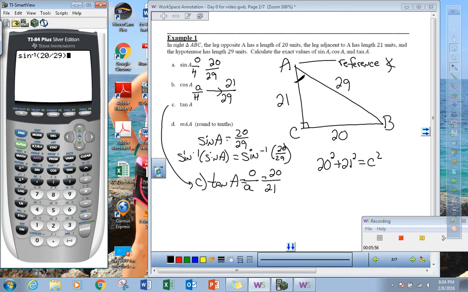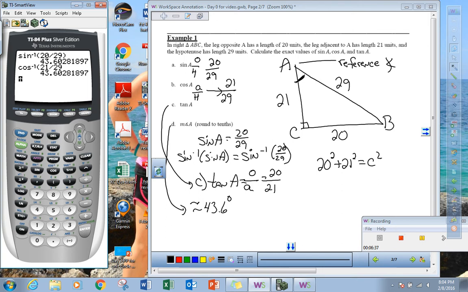Once your calculator sees that inverse sine or cosine or tangent, it knows to go get an angle measure. So I now know that the measure of angle A is about 43.6 degrees. If you would have picked the cosine operation, you would have went second cosine of 21/29. You would also have gotten 43.6.